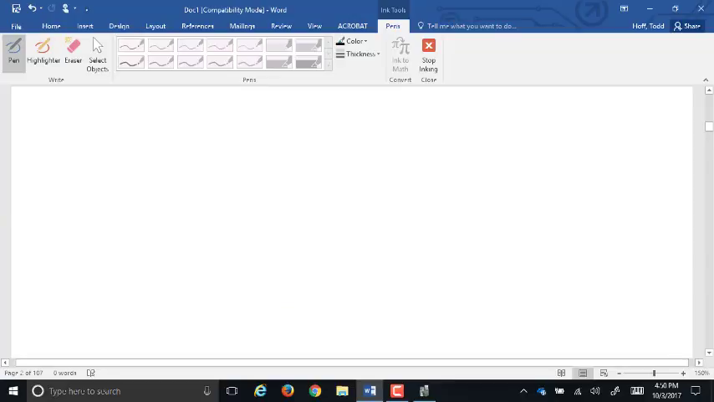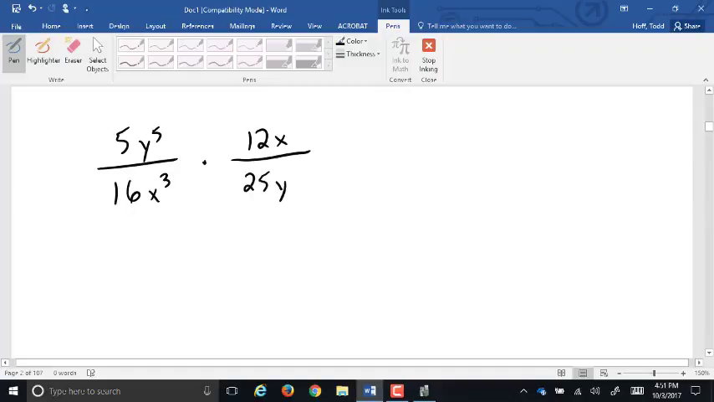We might have 15y to the fifth over 16x to the third times, oh, that ain't going to work very well. Let me try to change that. Oh, let's do 12x over 25y squared.